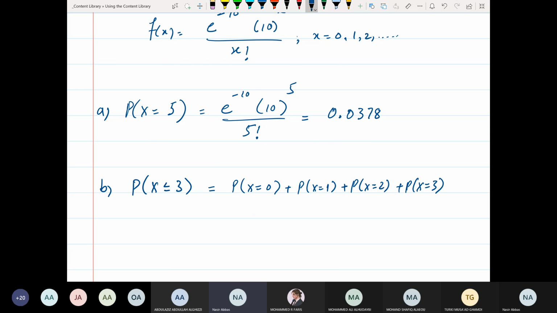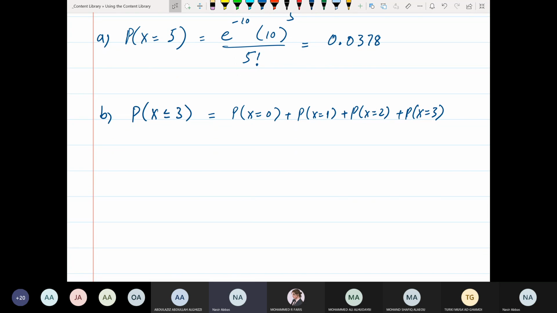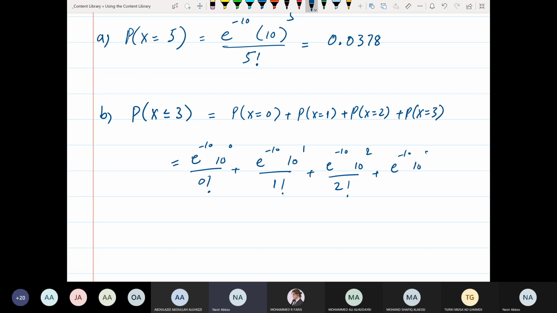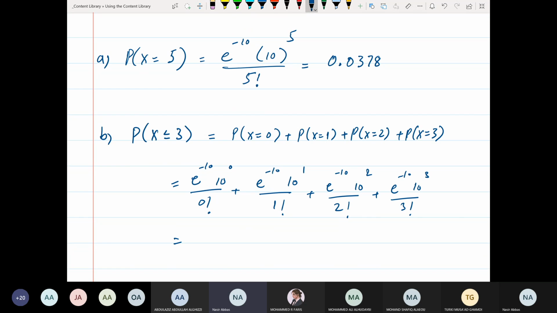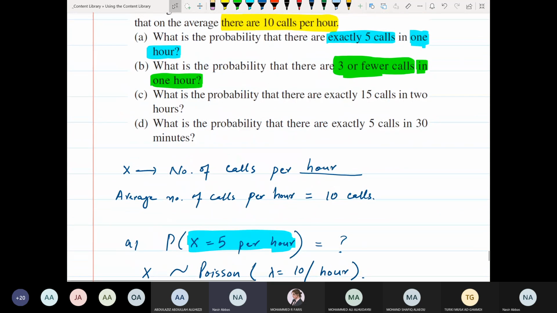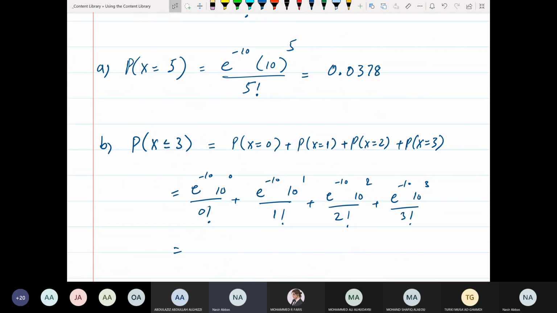So you can simply plug in the value 0, 1, 2, and 3 into the function, and there is no shortcut for that one. So e to the power minus 10, 10 to the power 0 over 0 factorial, e to the power minus 10, 10 to the power 1 over 1 factorial, e to the power minus 10, 10 square over 2 factorial, e to the power minus 10, 10 cube over 3 factorial. And this will be the answer. 3 or fewer calls. Yes, this is the answer.